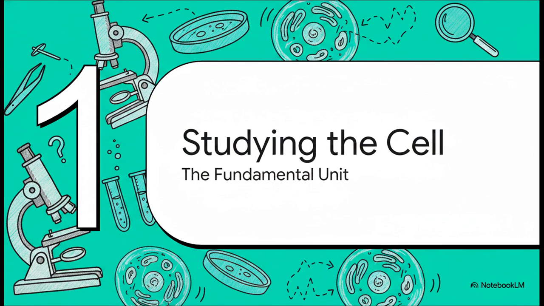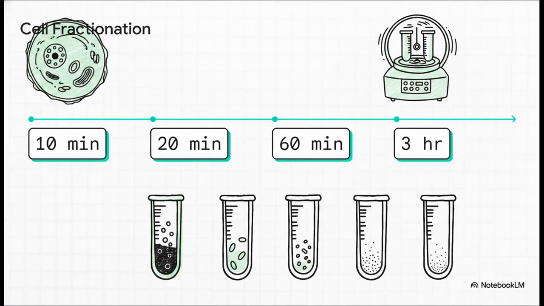All right, Module 1, studying the fundamental unit. Before we can really get into the anatomy, we have to ask, how do researchers actually manage to isolate these structures that are completely invisible to the naked eye? Well, the answer is this incredibly elegant technique called cell fractionation. It's basically a giant biological spin cycle.